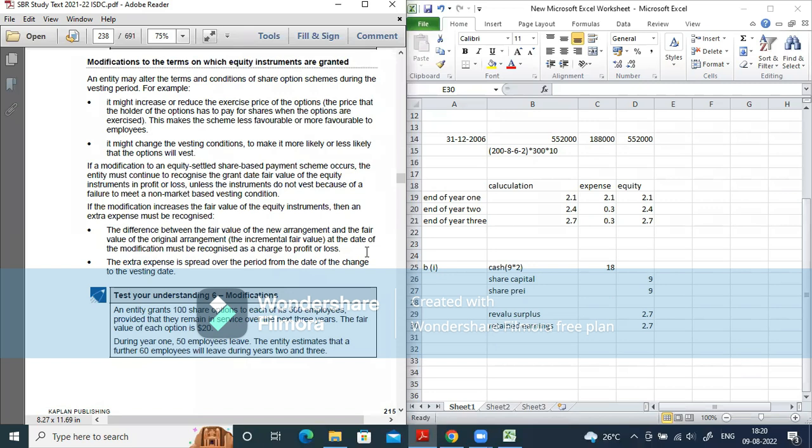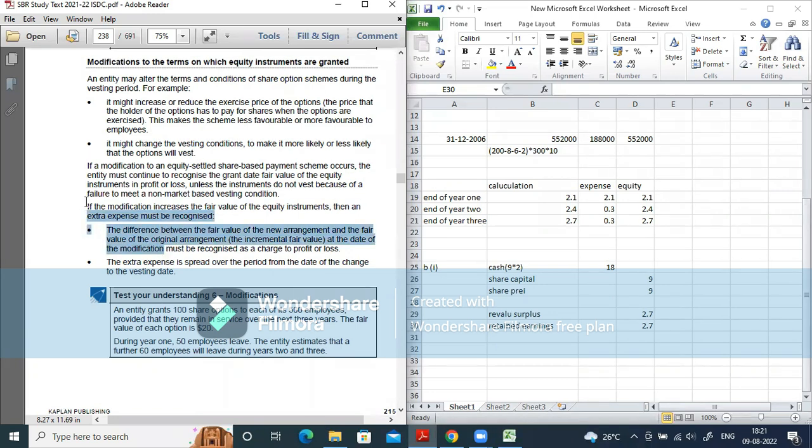So in case of any modifications, here is how we need to account for these equity settled transactions. The entity must continue to recognize the grant date fair value of the equity instrument in profit or loss, unless the instrument does not vest because of a failure to meet a non-market based condition. In simple terms, if there are any modifications, these are the very important points to be considered.